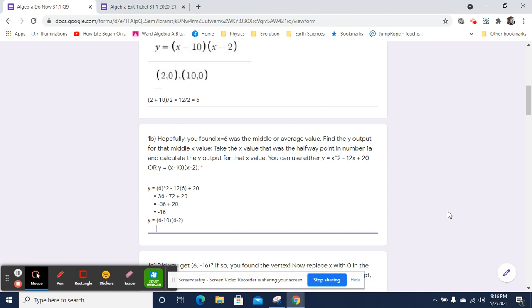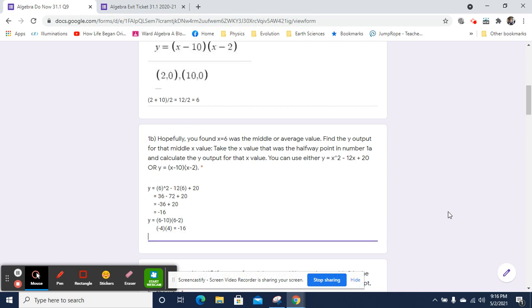So that'll equal 6 minus 10 will be negative 4. And 6 minus 2 will be positive 4. And look, they're opposites. And negative 4 times 4 will be negative 16. I got the same answer. That's a good sign that we have the right number. So now I'm going to put in the x value that we have of 6 and the y value of negative 16. Yay! We have found the vertex.